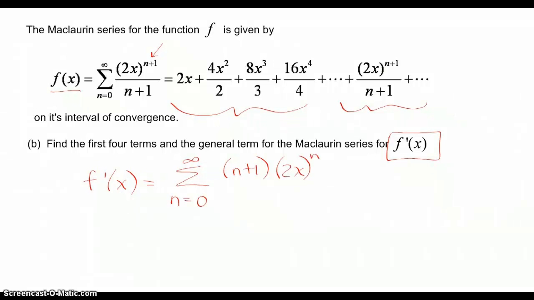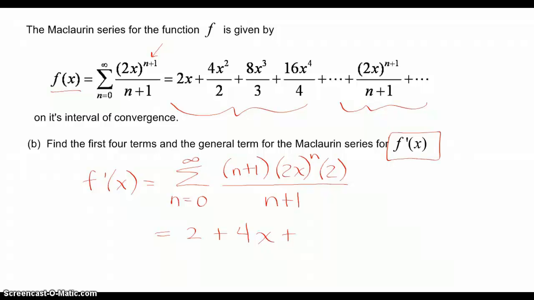Reduce the power by 1 times the derivative of what's inside, and then this is just a constant as far as x is concerned. Okay? So chain rule, power rule, all that comes into play. Now I just differentiate term by term. The derivative of 2x is 2. The derivative of 4x squared is 8x divided by 2 is 4x.